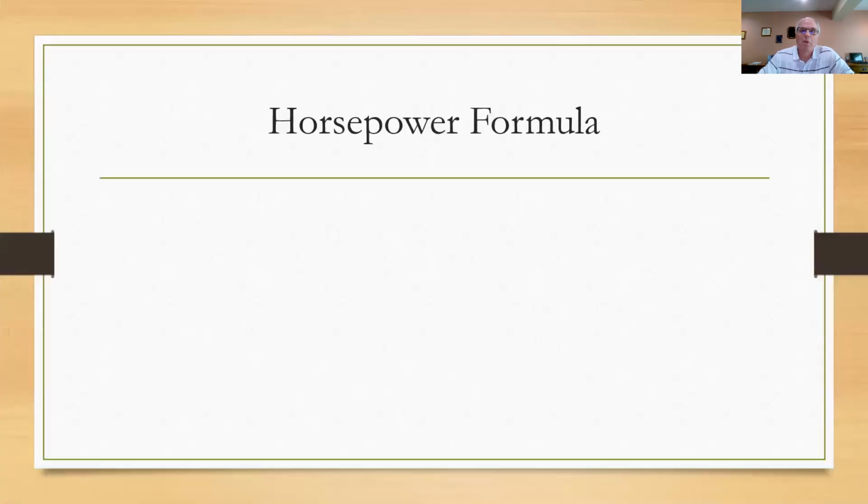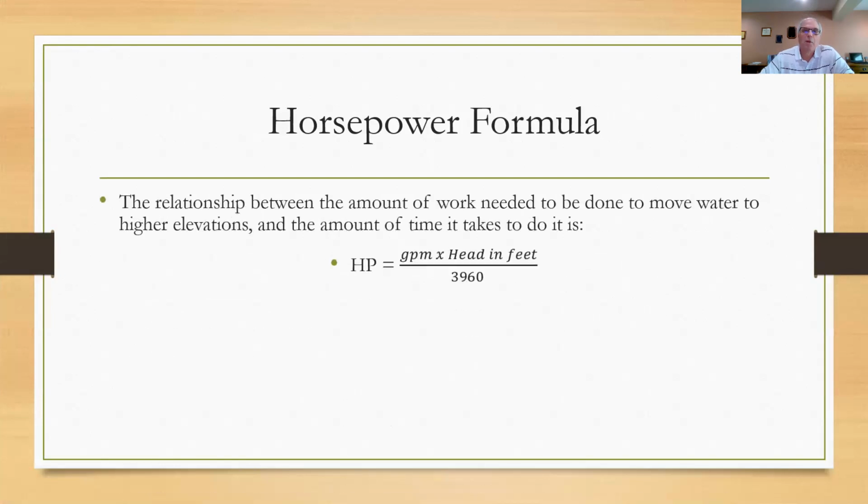So let's look at the horsepower formula that we use that probably is familiar to most of you. It's a relationship between the amount of work that needs to be done to move water from the lower elevation to the higher elevation and the amount of time it takes to do this. So we're moving a quantity of water against a certain head in feet, and that formula is horsepower equals gallons per minute times the head in feet divided by 3960, which is a constant.